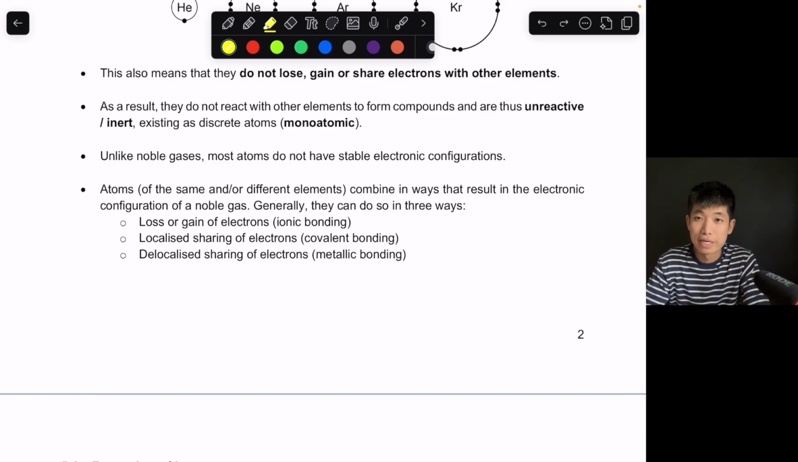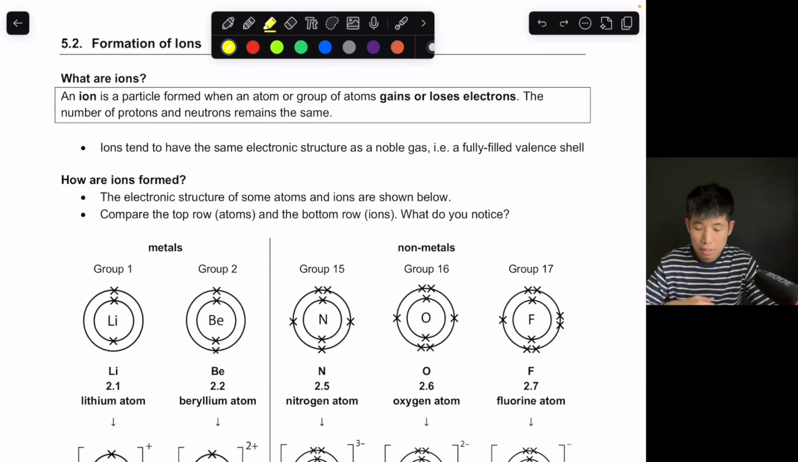Let's start by looking at the gain and loss of electrons. When atoms gain or lose electrons, they form this thing called an ion. An ion can be formed when an atom or group of atoms gain or lose electrons.